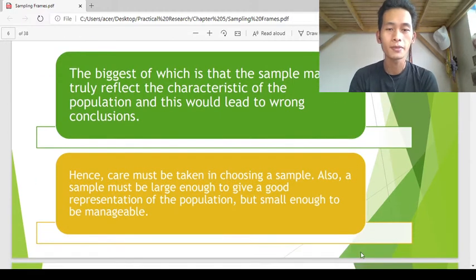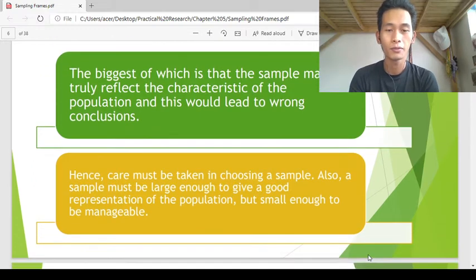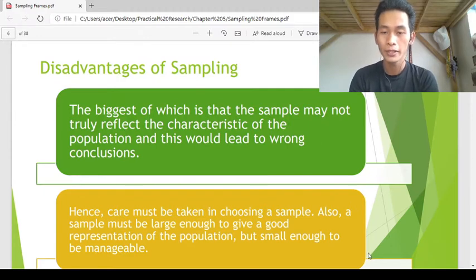Hence, care must be taken in choosing a sample, 'di ba? In choosing a sample, in determining the sample size, care must be taken. A sample must be large enough to give a good representation of the population, but small enough to be manageable. Take note, care must be taken in choosing a sample. A sample must be large enough to give a good representation of the population, but small enough to be manageable.